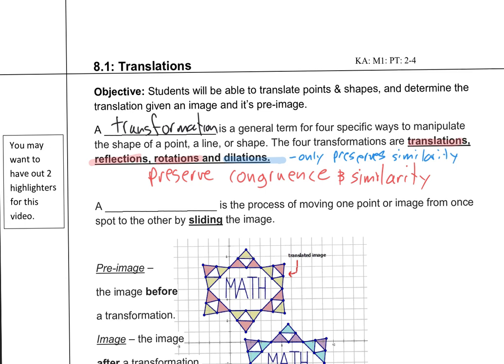All right, so let's talk about translation. What is a translation? So a translation is a process of moving one point or image from one spot to another by sliding the image. So that should just say 1. Sorry about the ones there. One spot to another by sliding the image. Literally just taking an image and shifting it.